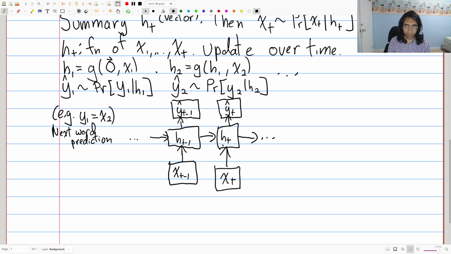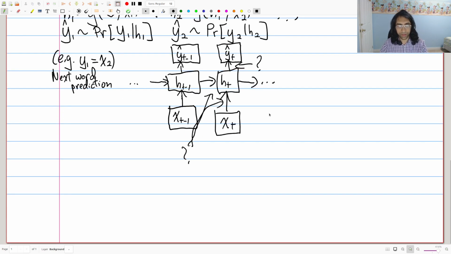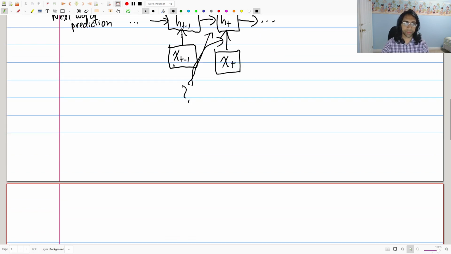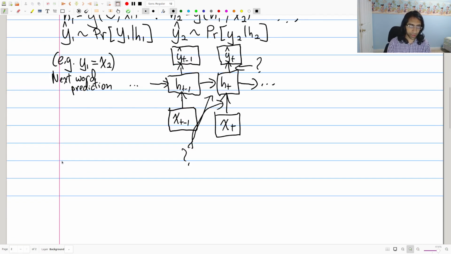We haven't talked about that yet, so we're going to talk about that first. Let me show a question mark, and then immediately after, we're going to talk about how we define something like this. How would we actually compute this hidden state vector? Let's talk about that.